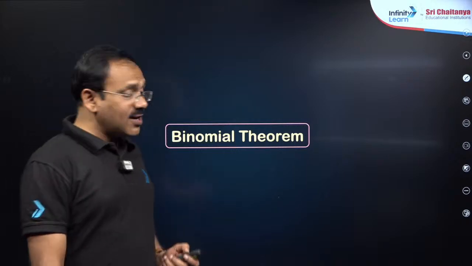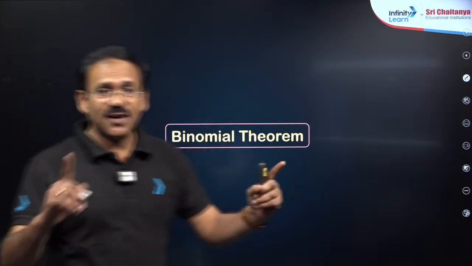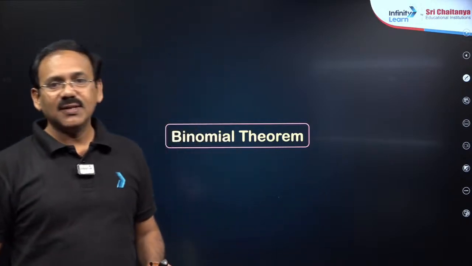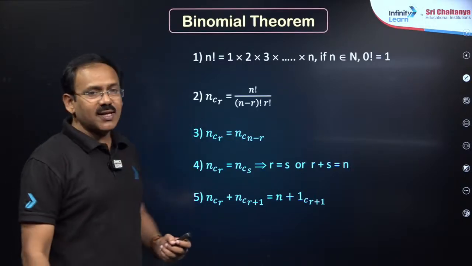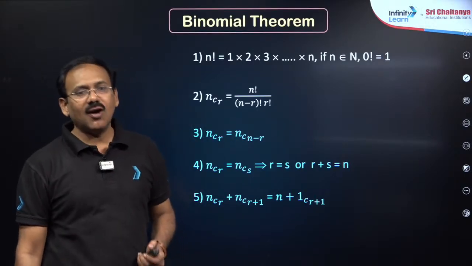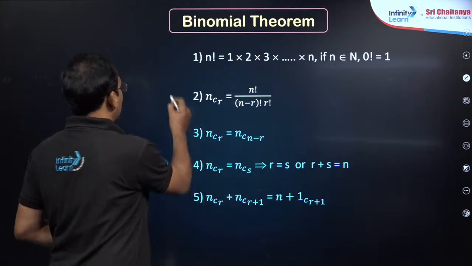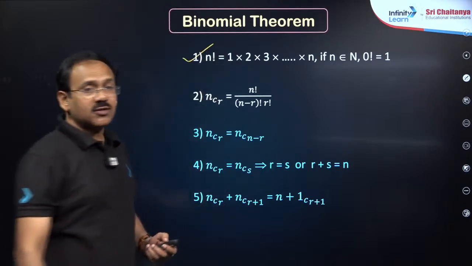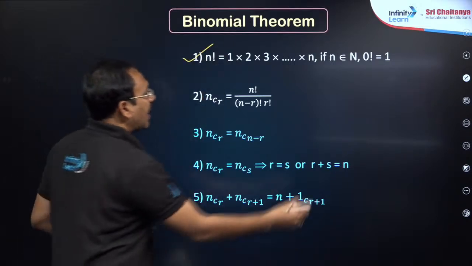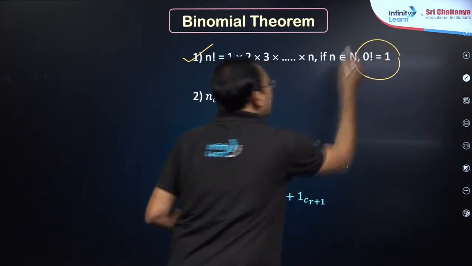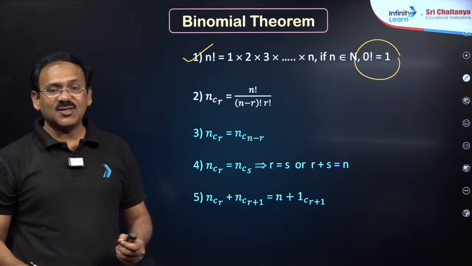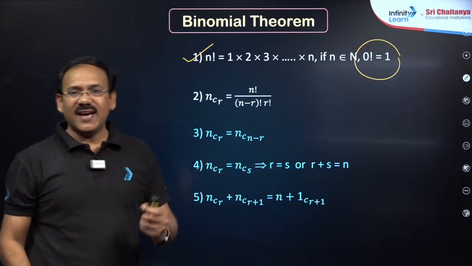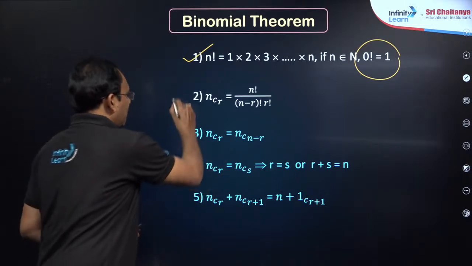First topic dear students, binomial theorem. Are you ready dear students? Binomial theorem is an independent, beautiful topic we shall start with. In binomial theorem, the first thing that you need to recall is n factorial, which is the product of the first n natural numbers, and 0 factorial is specially defined as 1. You know how to calculate NCR dear students: n factorial by (n minus r) factorial into r factorial.